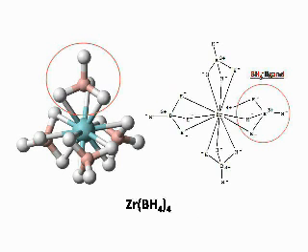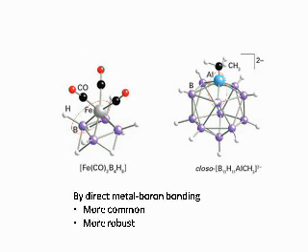Another example is zirconium tetraborohydride, where zirconium's oxidation state is +4. Again, the red circle shows the bonding between the zirconium ion and the ligands.